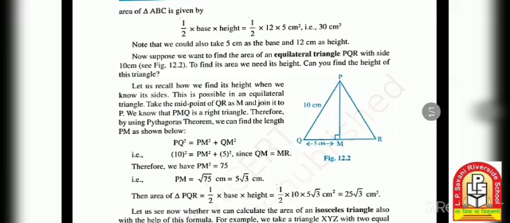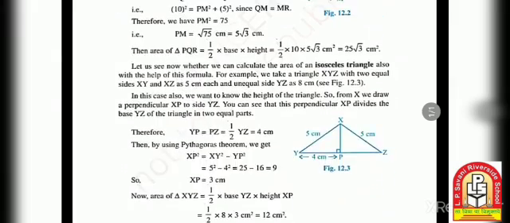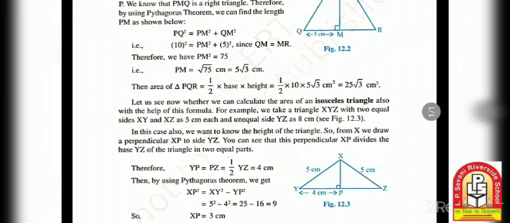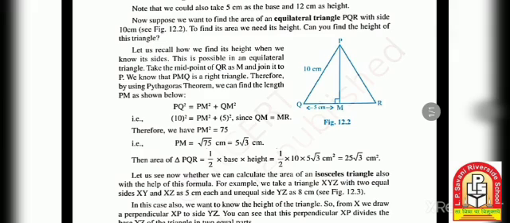This is the basic formula which we conventionally use in the previous standards. In this chapter we have to learn about one new formula that is known as Heron's formula. Try this method in your homework. In this triangle PQM, PQ is 10 centimeter and QM is 5 centimeter.